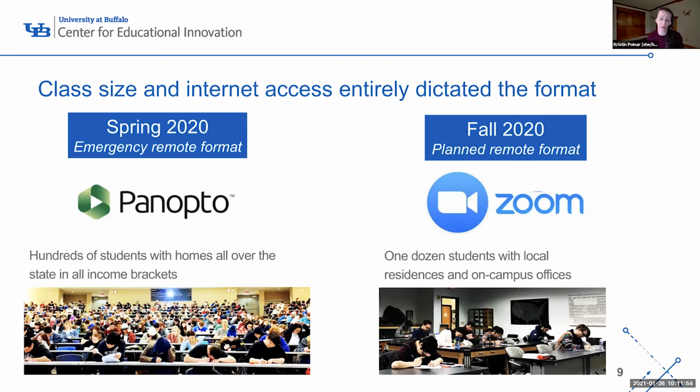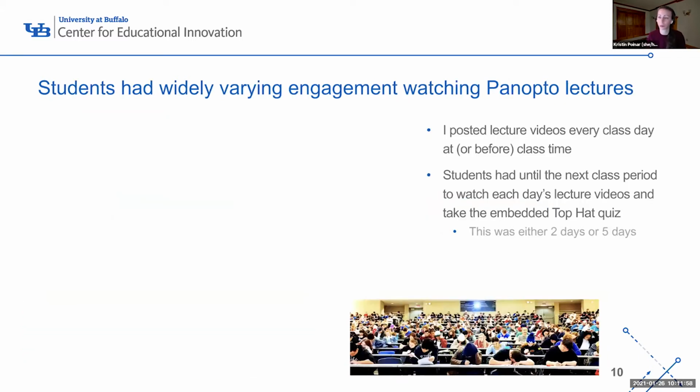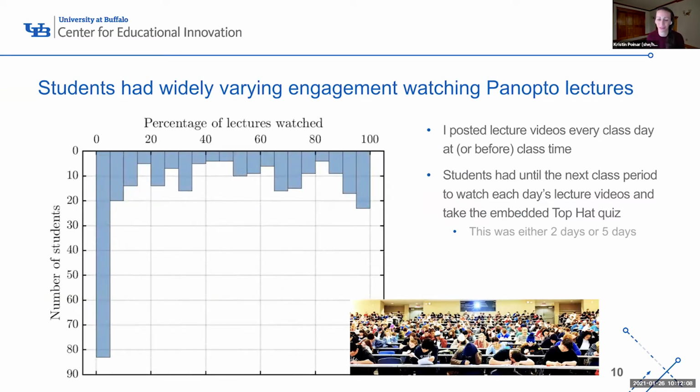So for my large class, I have good Panopto statistics for my 385 student class. This histogram shows what fraction of lectures were watched by all 370 students who finished the course in May. So I started with 385, but then some of them withdrew. So I ended with 367.